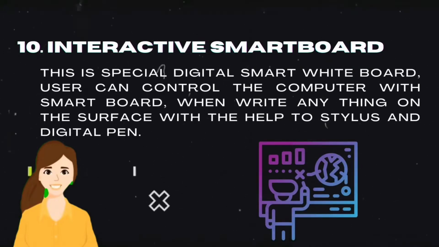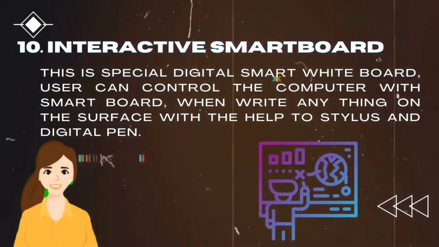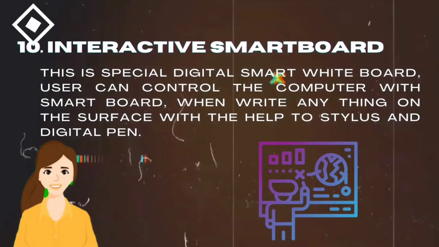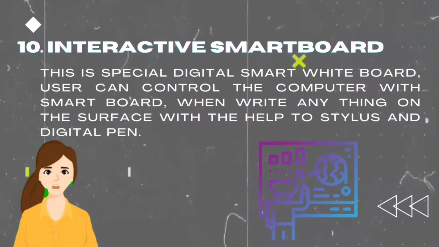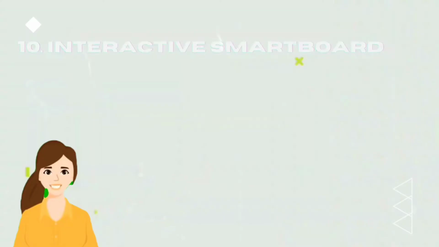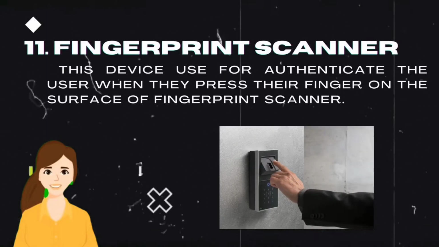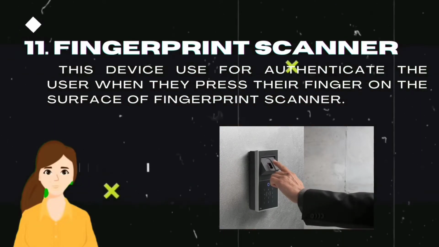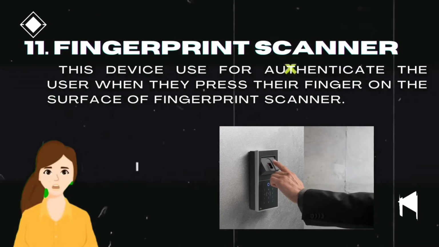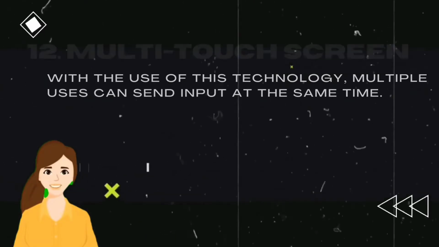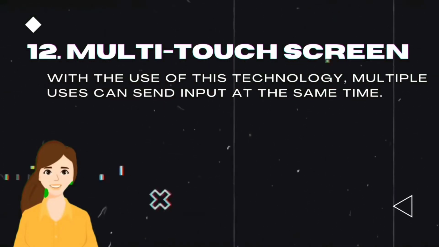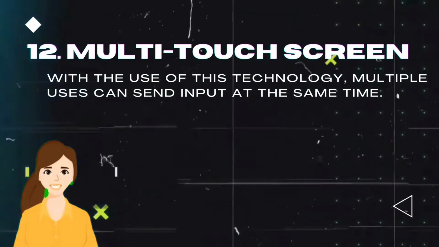Interactive smartboard. This is a special digital smart whiteboard. The user can control the computer with the smartboard when writing anything on the surface with the help of a stylus and digital pen. Fingerprint scanner. This device is used to authenticate the user when they press their finger on the surface of the scanner. Multi-touch screen. With this technology, multiple users can send input at the same time.